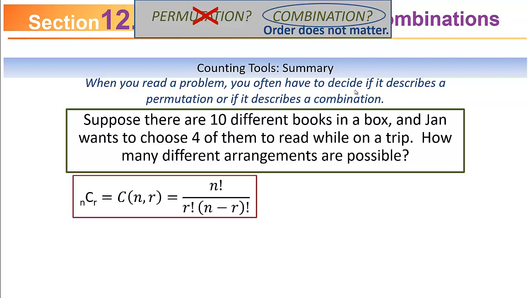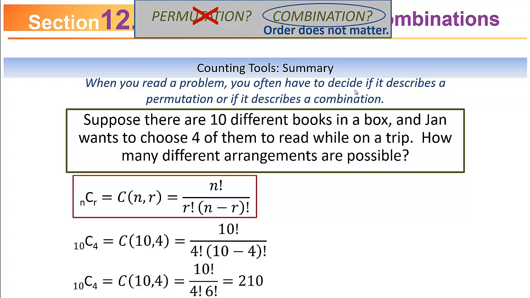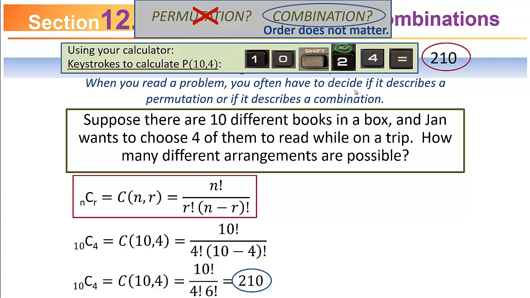Once you figure that out, you use the combination formula, again plugging 10 in for N and 4 in for R, and you end up with 10 factorial over the product of 4 factorial and 6 factorial, and that comes out to be 210. And if you want to do that calculation in your calculator, you type in 10, hit shift 2, which gives you the combination, and then you do 4 and equal to, and that gives you the same answer.